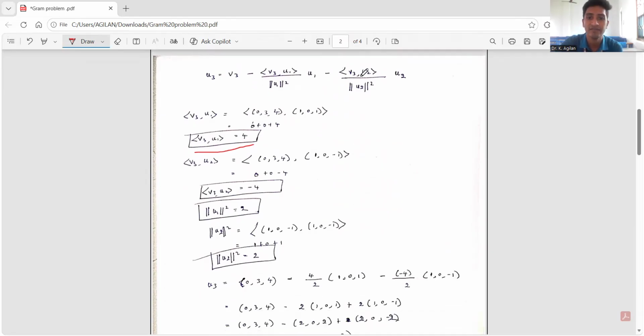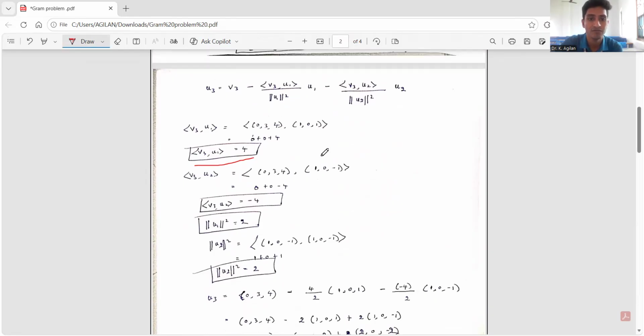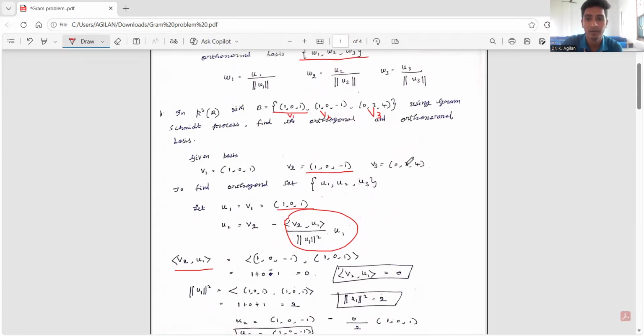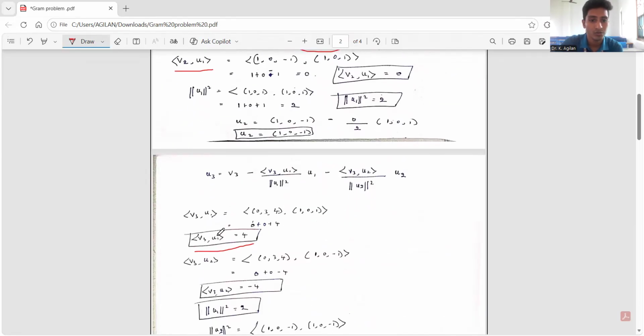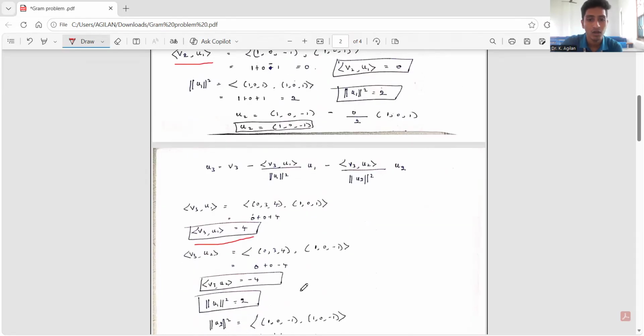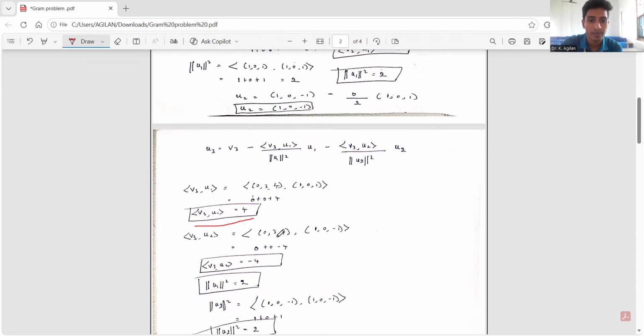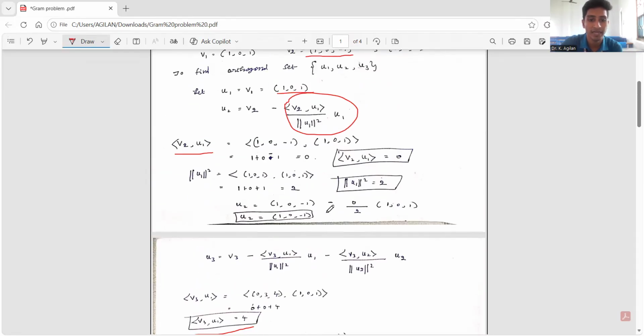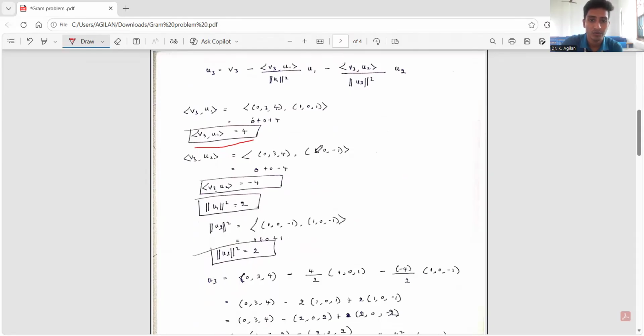Fine. Similarly, we can find V3 comma U2 by substituting the V3 value and U2 value. V3 is nothing but 0 comma 3 comma 4. Here the U2 value is nothing but 1 comma 0 comma minus 1. So substitute the values: 0 into 1, 0, 3 into 0, 0, 4 into minus 1, minus 4. So the inner product of V3 comma U2 is nothing but minus 4.